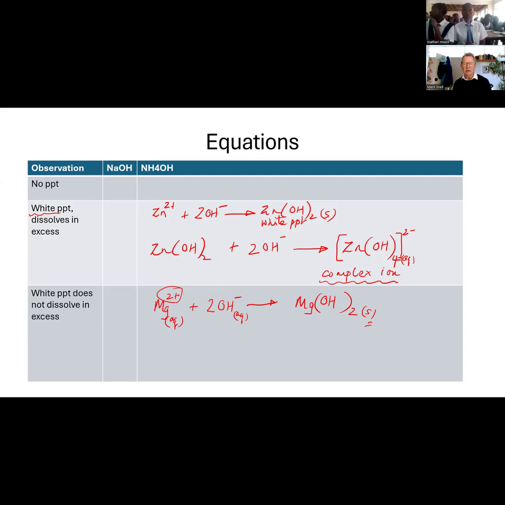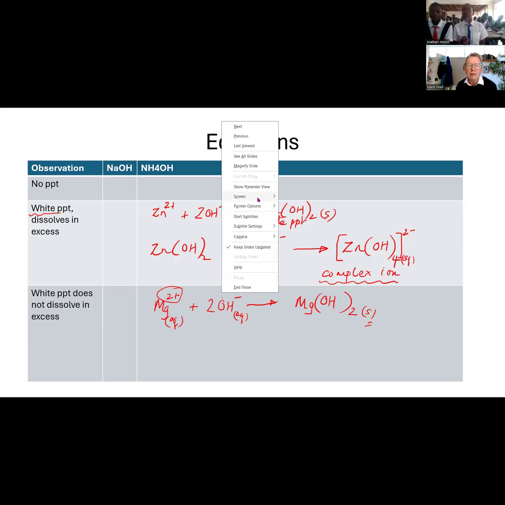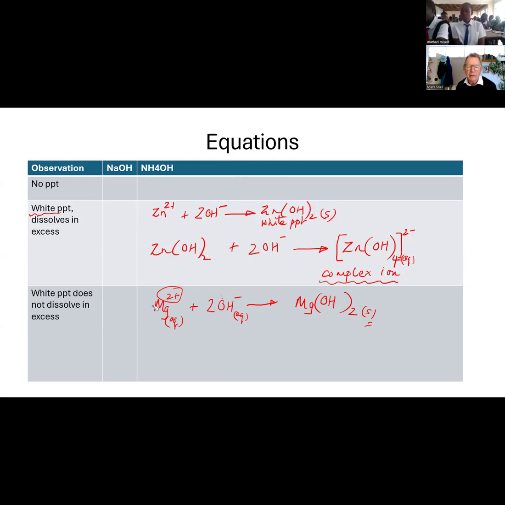Let's see if you can do that. I'm going to give you a moment just to write that one down in case you want to, and then I'm going to ask you to write two more equations. These are about to disappear. So if you haven't written them down, you might want to now.